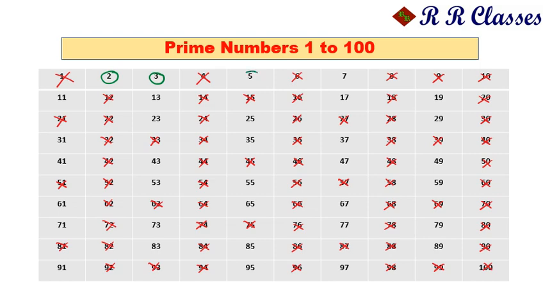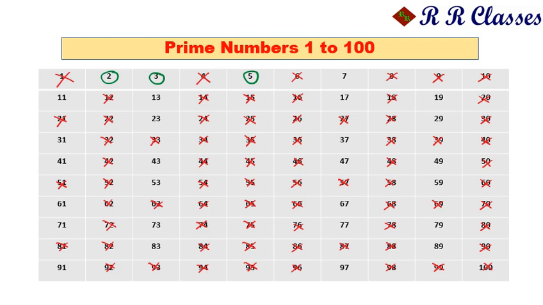Now encircle 5 and cancel all multiples of 5. 5, 10, 15, 20, 25, 30, 35, 40, 45, 50, 55, 60, 65, 70, 75, 80, 85, 90, 95, 100.